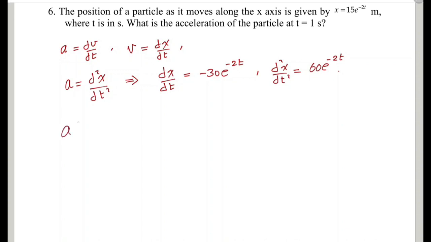So a, which is equal to the second derivative of x with respect to t squared when t equal to 1 second, equal to 60e^(2 minus 2), and a equal to 8.12 meters per second squared.